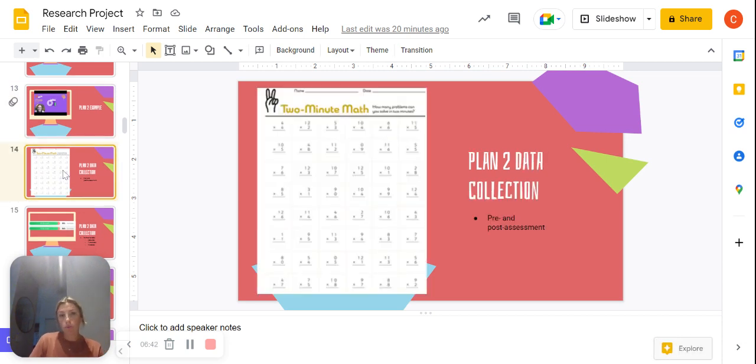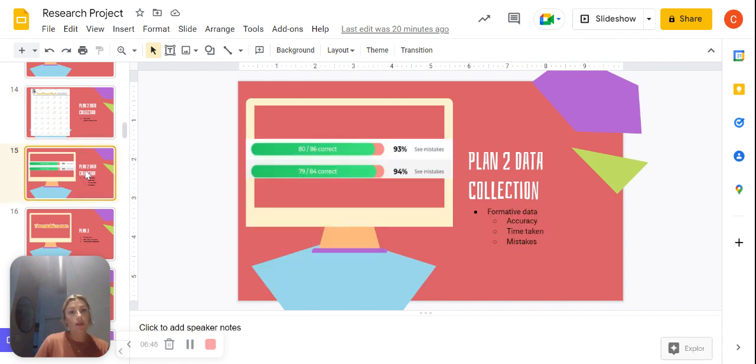Just like plan number 1 with Freckle, the pre and post assessment is the same, 2-minute math. And then this is the data collection process for 99 Math. The data that I would be looking at is the accuracy and the time taken on a problem. So for example, she probably took about 5 seconds on the first problem. It would tell me how long she takes, which I think is really helpful. And then however many mistakes, so I can see what mistakes they made and what they put in for the problem.